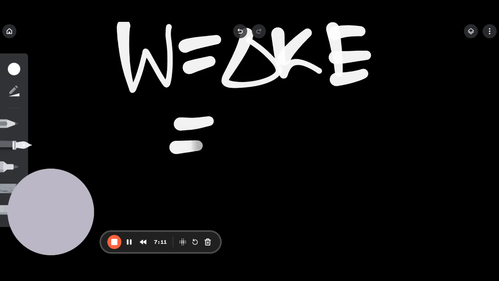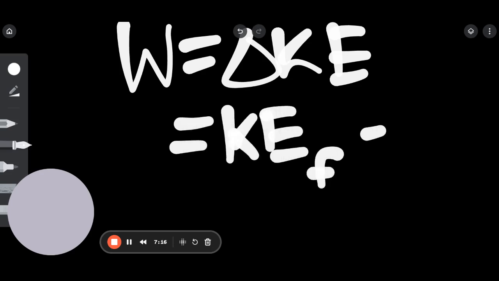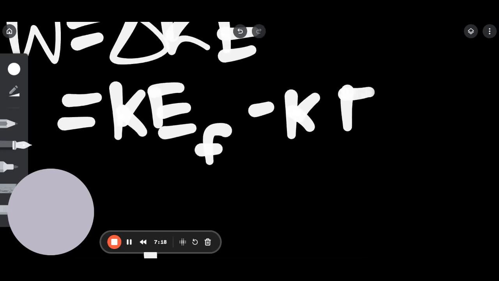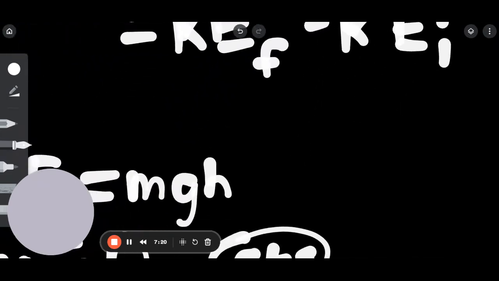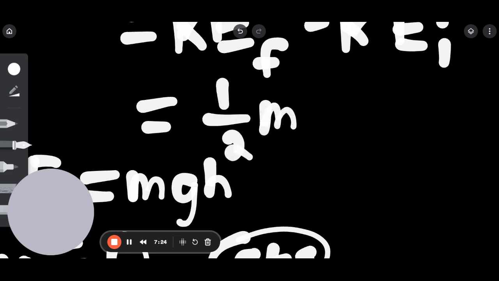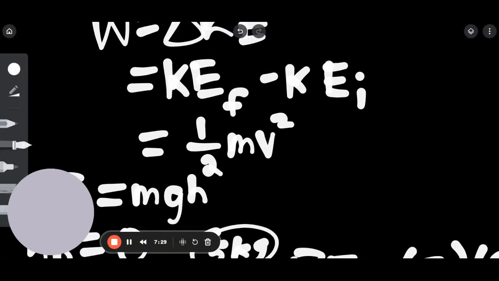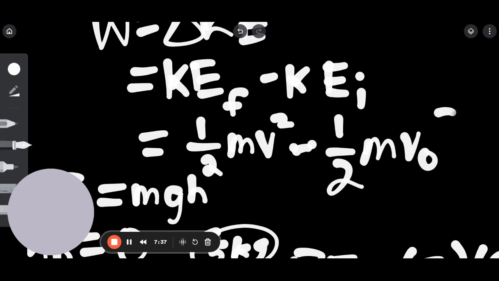And this is equal to the kinetic energy final minus the kinetic energy initial. And kinetic energy, we already know, is 1/2 mv squared. Now, the final is represented by v squared, and then for the initial, we do the exact same thing, 1/2 m, but instead of v, we put v naught, since it's referring to the initial. So that's what the work is equal to in this case as well.